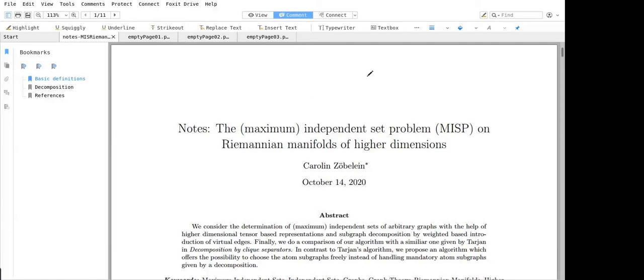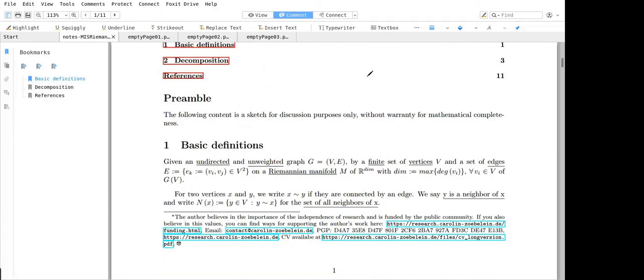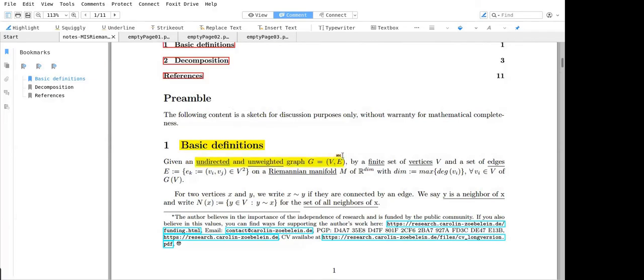So let's start with our first part, basic definitions. At first we want to define what kind of stuff we are looking at. And these are undirected and unweighted graphs. Assume, as long as we do not mention anything else, we also will have this case in the beginning of our algorithm. Additionally, we also assume that we have a finite set of vertices.